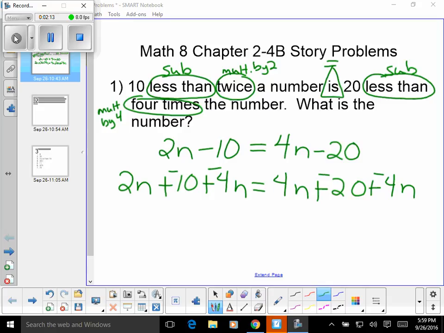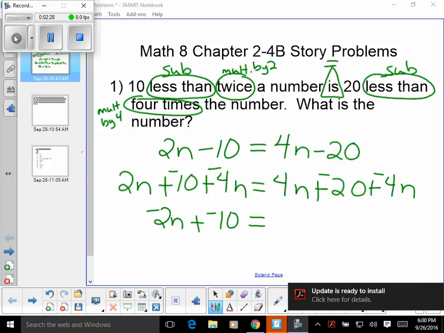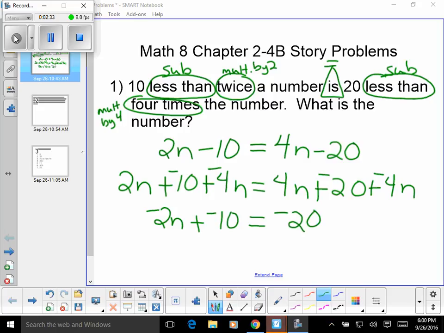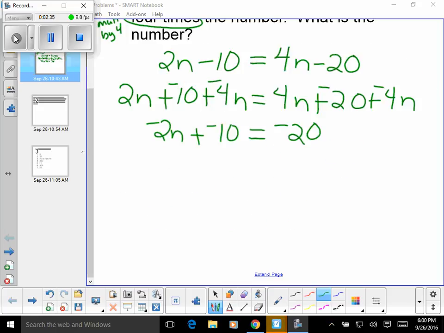It might make it easier for some of you to figure out your answer. 2n plus negative 4n leaves me with negative 2n plus negative 10 on the left side, and you're going to have negative 20 left on the right side. You now have a two-step equation that you should be able to solve. Negative 2n plus negative 10 minus negative 10 equals negative 20 minus negative 10.